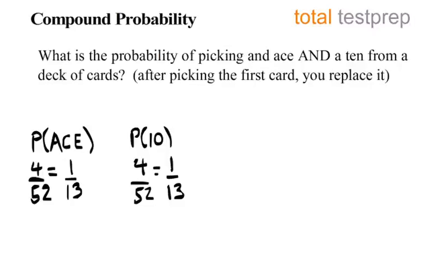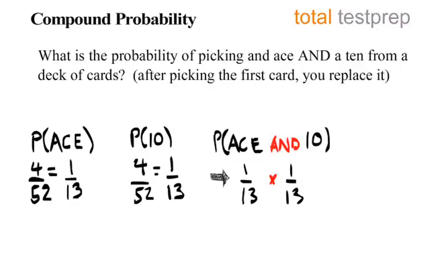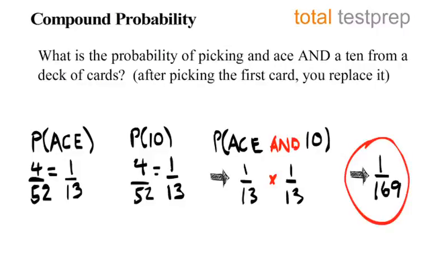reduce it. Because we want an ace and a 10 from a deck of cards, we're going to multiply. So 1 out of 13 times 1 out of 13 gives us the probability, which is 1 out of 169. So the probability of picking an ace and a 10 from a deck of cards is 1 out of 169, or something very small.